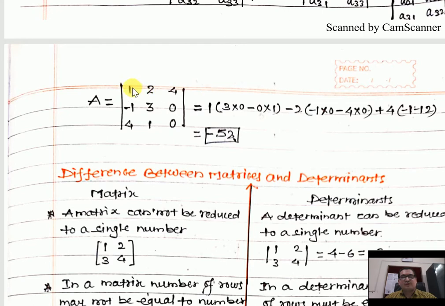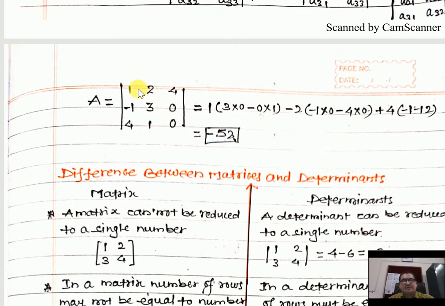So cover both the horizontal and vertical lines, R1 and C1. You will get 3 0 and 1 0. So cross multiplication: 3 into 0 minus 0 into 1. Now minus will come. The reason is that this is the A12. So minus 1 raised to power 1 plus 2, that is minus 1 raised to power 3. So that is the minus 1.